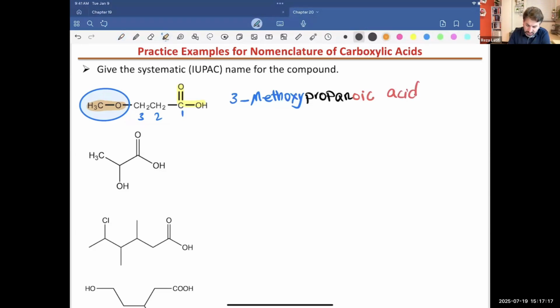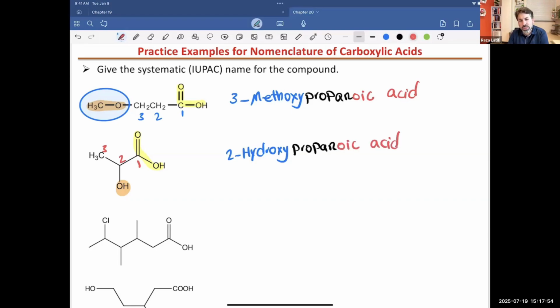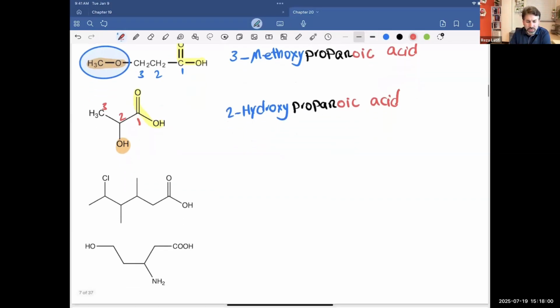Another one, our functional group again is a carboxylic acid, but there is another one, OH. So let's start from here. We say 1, 2, 3. So the molecule will be a propionic acid, and it has a hydroxy group there. So I'm going to say on the 2nd carbon, I have a hydroxy functional group, and then I have 3 carbons, so it will be a propane. And I will replace the E by OIC, and I will add acid at the end. So 2-hydroxy propanoic acid.